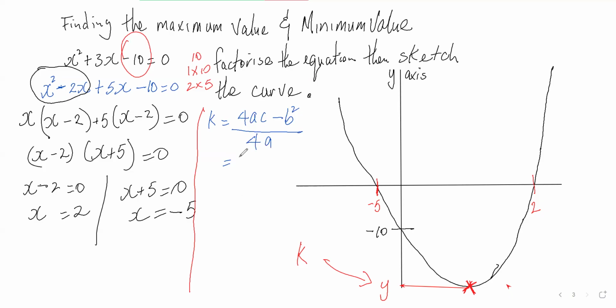Now it's a funny number, so I'll help you. 4 times a, which was 1, c is negative 10, minus b, which is 3, squared, divided by 4 times 1. 4 times 1 is 4. 4 times negative 10 is negative 40. Minus 9. Everybody put in the chat your value for k, please. Put in the chat your value for k.